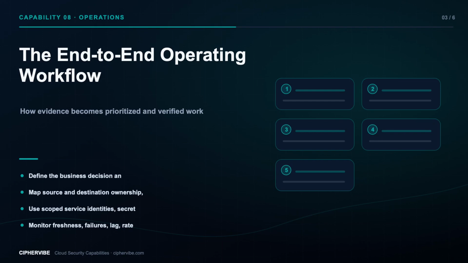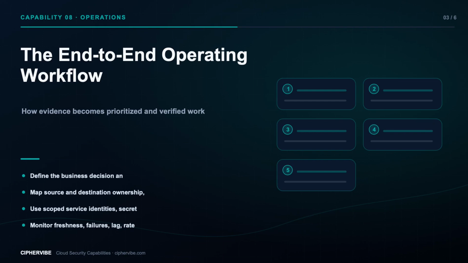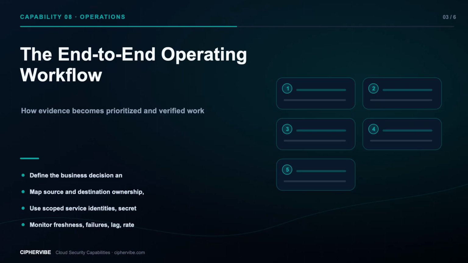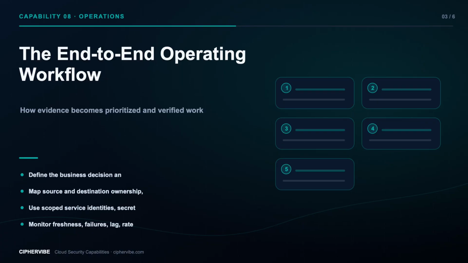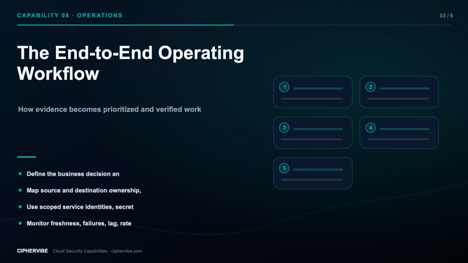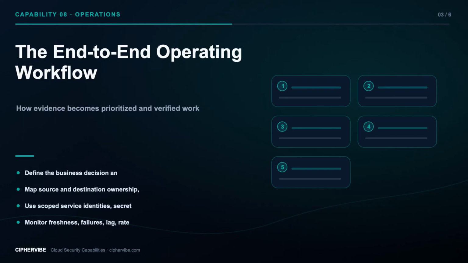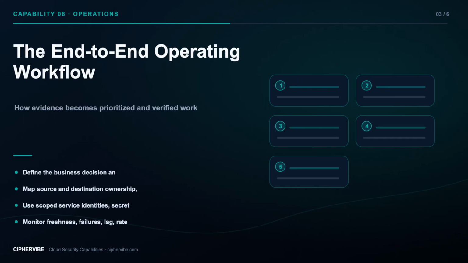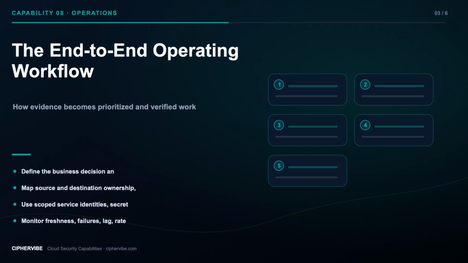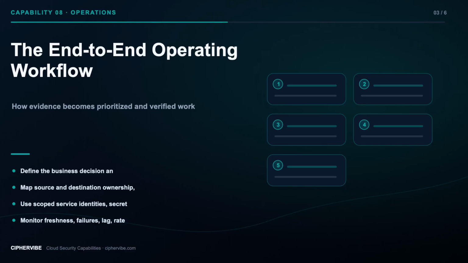The workflow does not end when a ticket closes or an API returns success. Security closure requires fresh evidence showing that the risky condition is gone and does not immediately recur. Ownership should be established before urgent findings arrive using service catalogs, business applications, on-call schedules, and escalation paths.